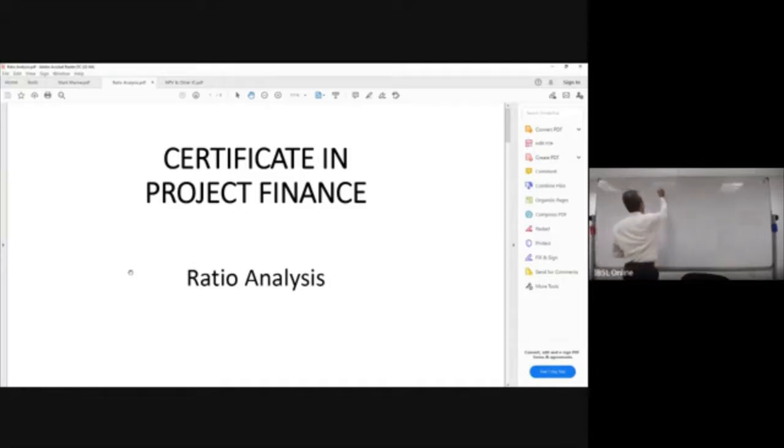The questions are: how is it calculated? How is it computed? The second question is, what is it intended to measure? We have to know what it is intended to measure.